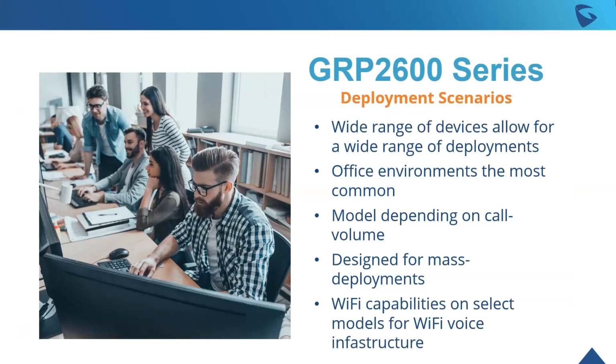All right, so the GRP 2600 series, let's kind of take a look at the different deployment scenarios, what we suggest here. The wide range of devices here really allows for a wide range of deployments. However, your office environments will most likely be the most common. The model that you choose is definitely chosen by call volume, whereas the GRP 2612 is totally at your low end there, with only supporting 2x2 line keys and 2 SIP accounts, all the way up to the GRP 2615 with the added expansion module. That one is perfect for your ultra high-end, high-volume users and seats within the deployment.